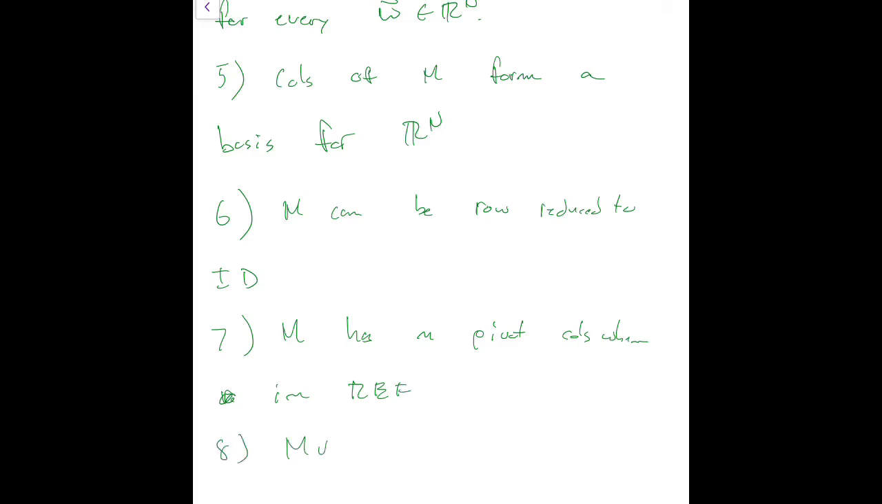And 8, Mv equals 0 has only the solution v equals 0. That just means that M is an injective transformation, which means the columns of M are linearly independent, but since it's n vectors in Rn, that also means they're a spanning set. So that also means they're a basis. So this is just one short little interpretation of the invertible matrix theorem.